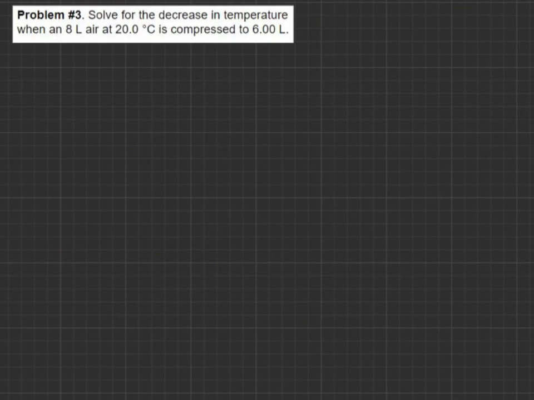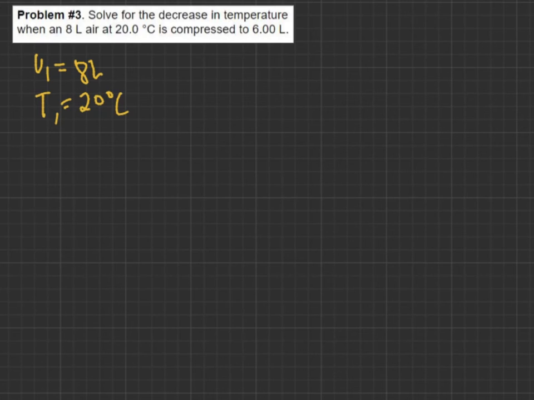Alright, let's go to problem number 3. Solve for the decrease in temperature when an 8 liter air at 20 degrees Celsius is compressed to 6 liters. Okay, so let's write down the factors here, or the given. We have V sub 1. Our V sub 1 is 8 liters, or volume 1. Our temperature, T sub 1, is 20 degrees Celsius.